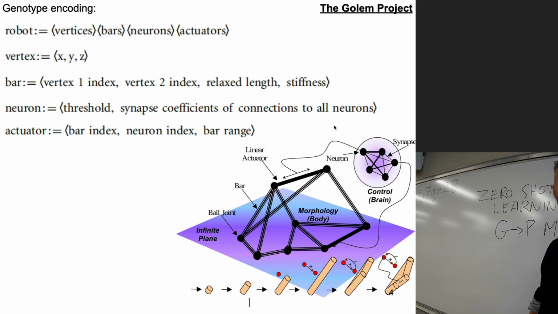Okay, so let's have a look at this genotype to phenotype map. Let's start by just looking at G. What does G actually look like? In this case, it is not a fixed vector encoding a bunch of floats. It is a combination of 4 lists. A list of vertices, a list of bars, a list of neurons, and a list of actuators.